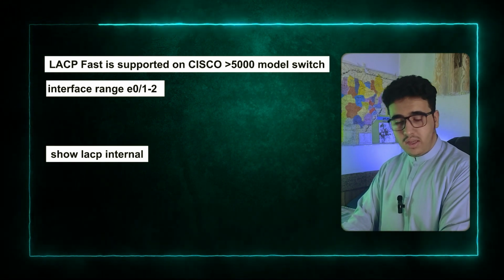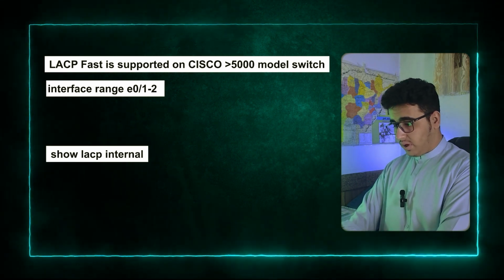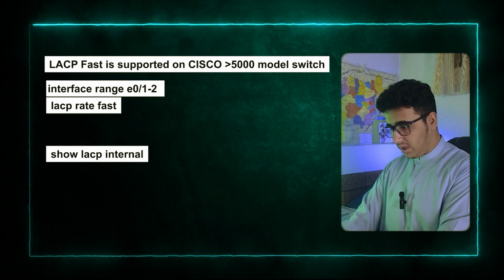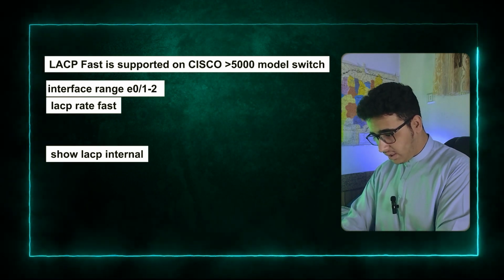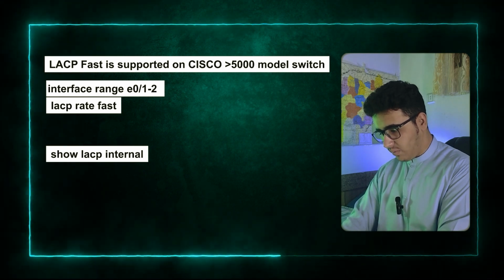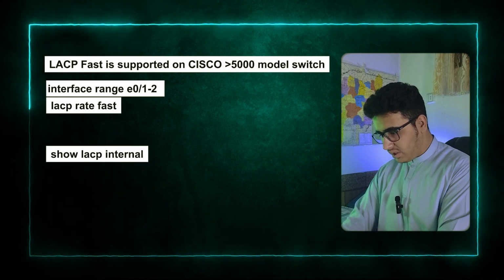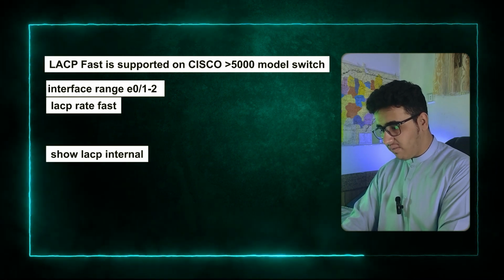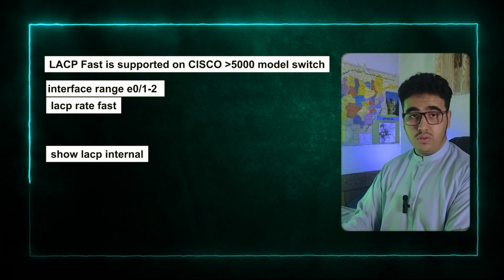So if you want to see whether LACP fast is configured on your switch or not, by typing the command show lacp internal, it will show you the flags that you can see in channel group 1. Down here, port Ethernet 0/1 and 0/2, you can see the flags FA. F means what? Device is requesting fast LACP PDUs.